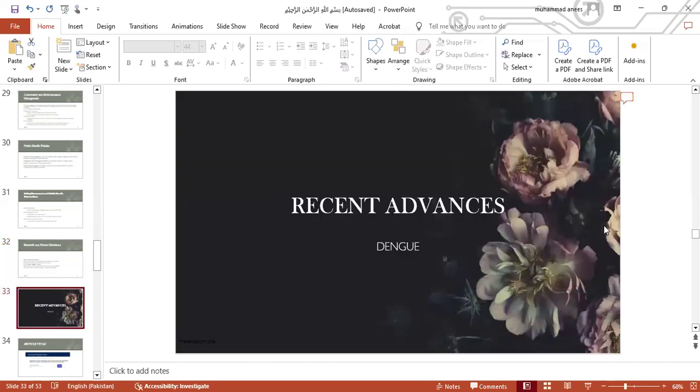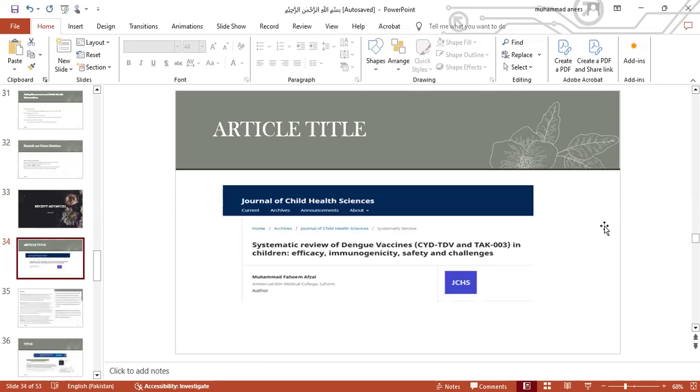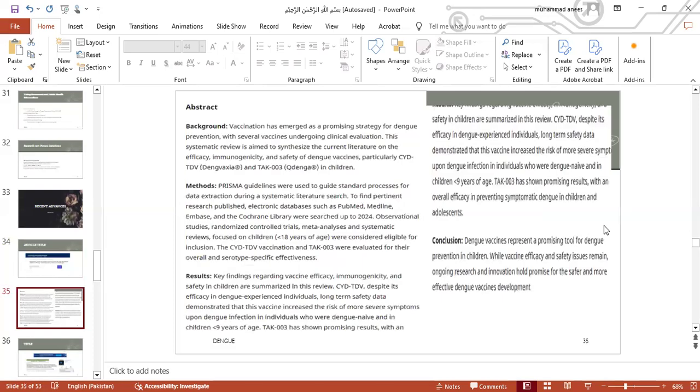Now moving on to the recent advances in dengue. This is the article taken from the Journal of Child Health Sciences, published in 2024. It is a systematic review of dengue vaccines, CYD-TDV, Dengvaxia, and Qdenga in children: efficacy, immunogenicity, safety, and challenges. This is the abstract. So the results mostly showed the effects of vaccines on children, and the key findings regarding vaccine efficacy, immunogenicity, and safety in children are summarized in this review.